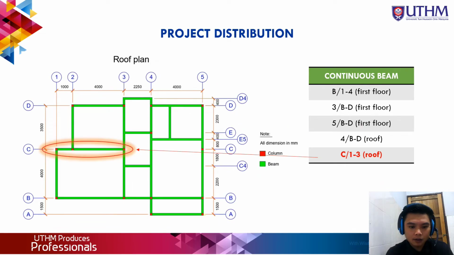Now for the continuous beam, we have also selected some beam to be analyzed, namely beam B/1 to 4, 3/B to D, 5/B to D is for on the first floor. Meanwhile, for beam 4/B to D and beam C/1 to 3 is on roof plan. So for my part, I have analyzed for beam C/1 to 3, and all calculations are also using the flange method.